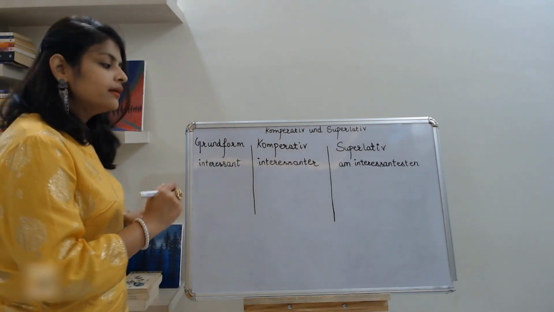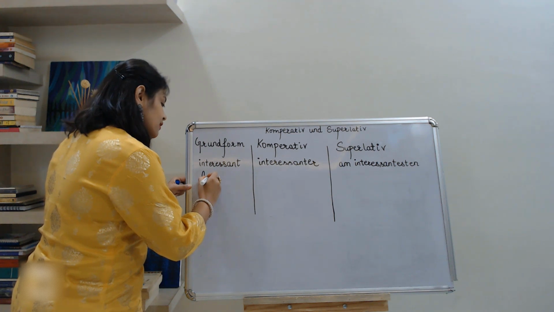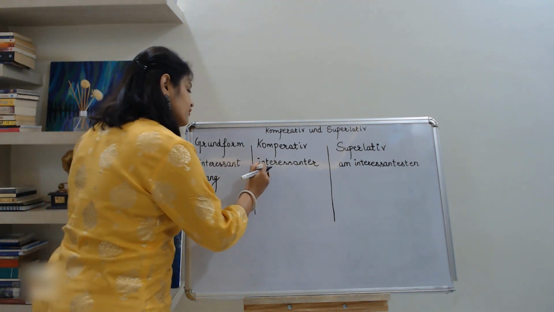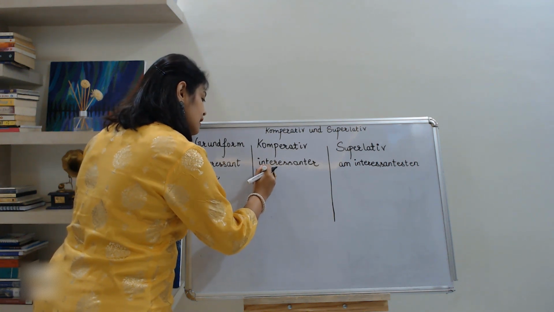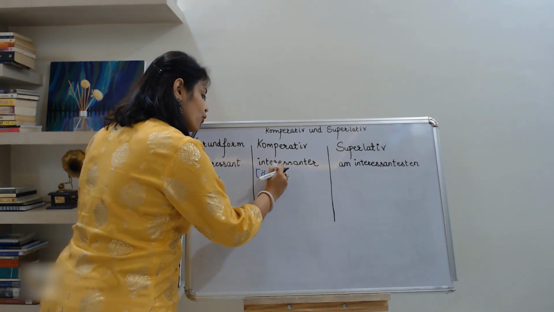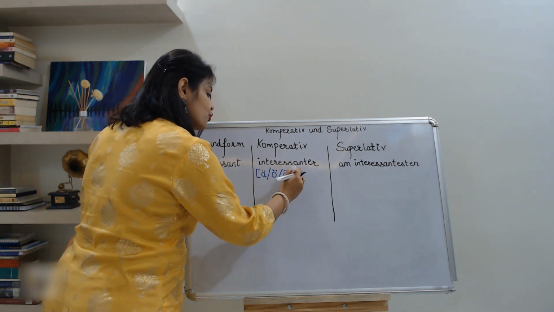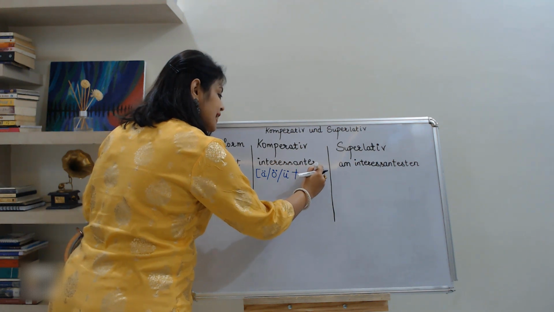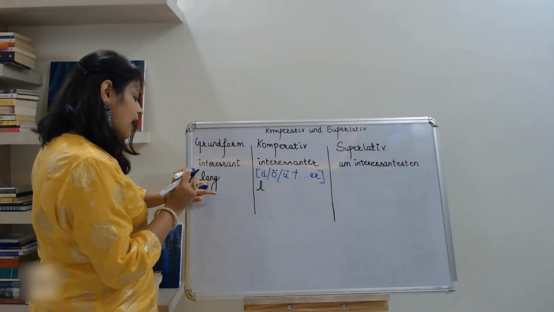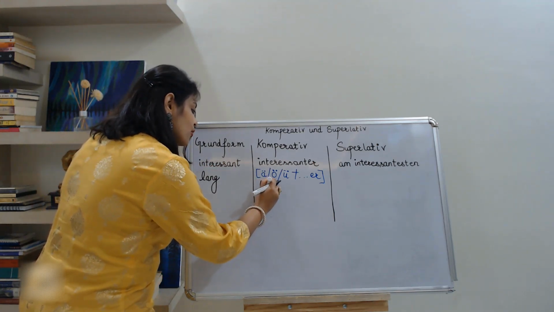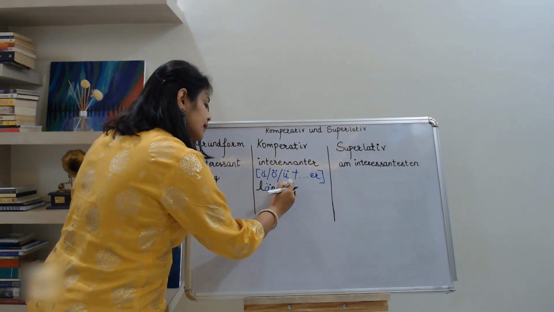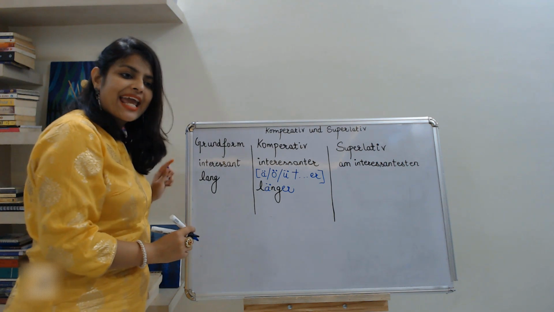Zum Beispiel, das Adjektiv ist hier lang. Okay? Und dann im Komparativ, wir schreiben das Adjektiv mit A-Umlaut, O-Umlaut, U-Umlaut plus ER. So hier, das ist dann A, wir schreiben das mit Umlaut hier und dann auch am Ende ER. Das ist dann länger.